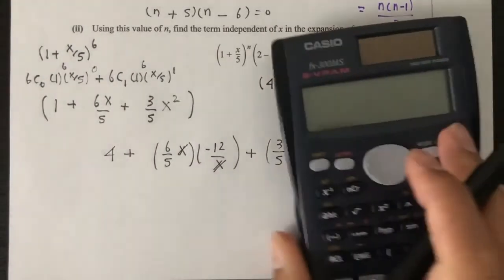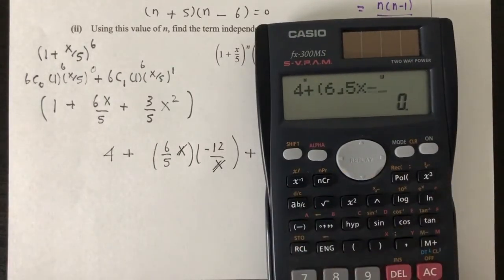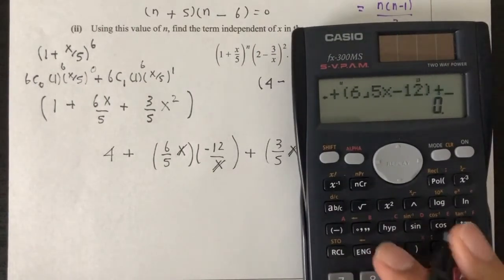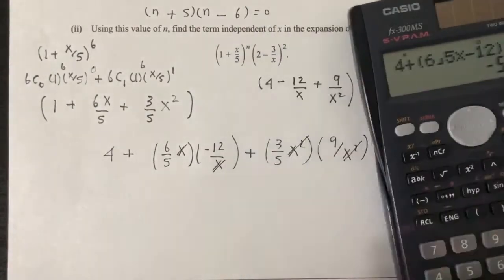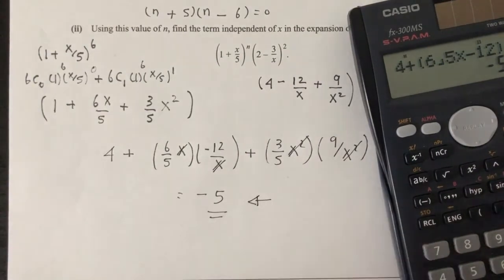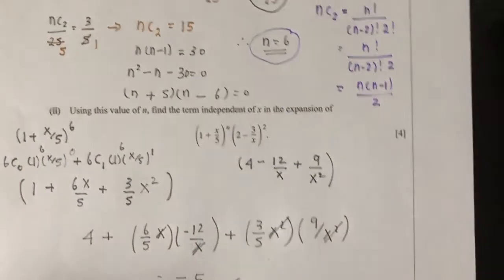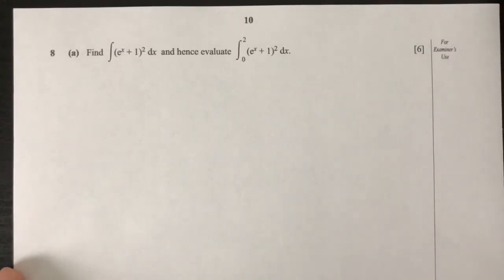So simplify: 4 plus 6 over 5 times minus 12 plus 3 over 5 times 9. That will be minus 5. So your answer is minus 5 for the term independent of x in this expansion. And that will be your question number 7. Let's move on to question number 8.